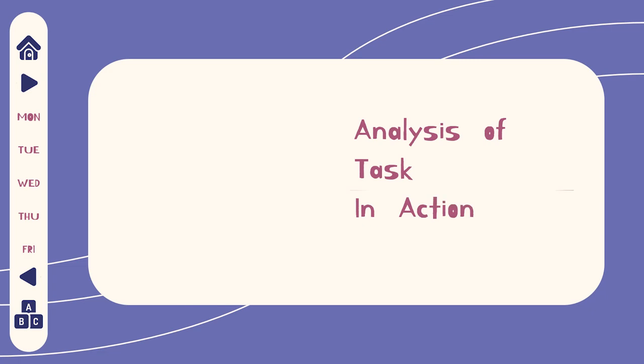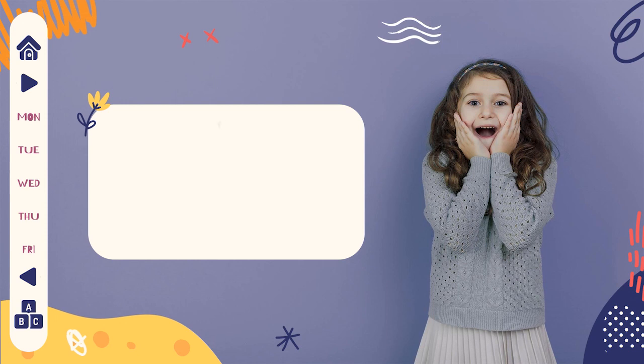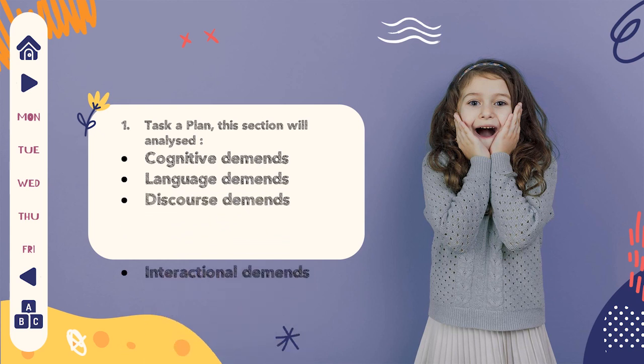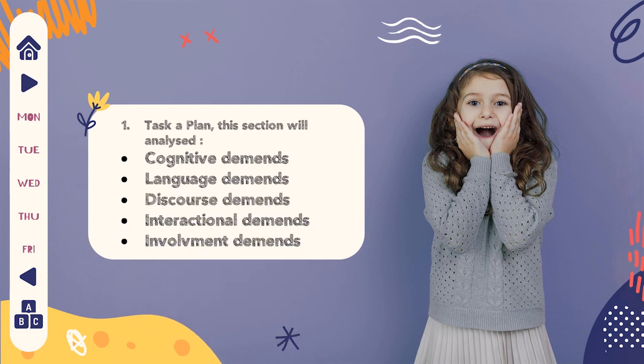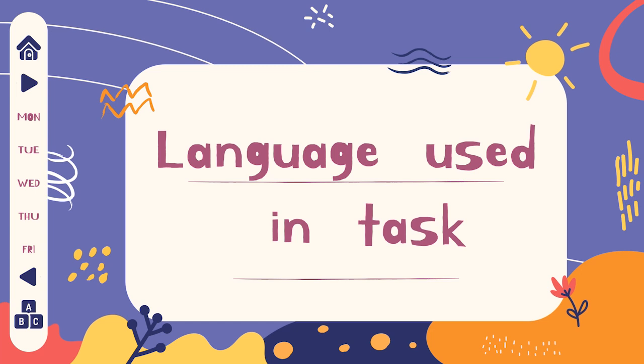Analysis of a text in action. There are several aspects of discourse skills. The first is the text plan. This section will analyze the first, cognitive demands, the second, language demands, the third, discourse demands, the fourth, interactional demands, and the fifth, involvement demands. The second is the text in action. The aim of this section is that the teacher helps the pupils by asking questions. The third is language used in the text. In this section, the pupils' talk clearly demonstrates that speaking is much more demanding than listening.